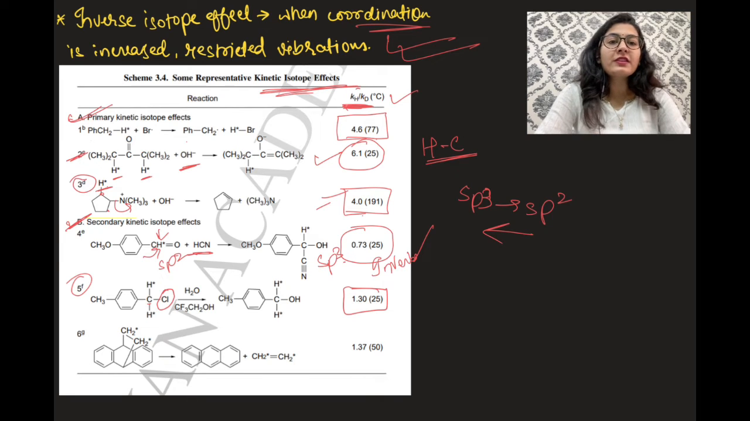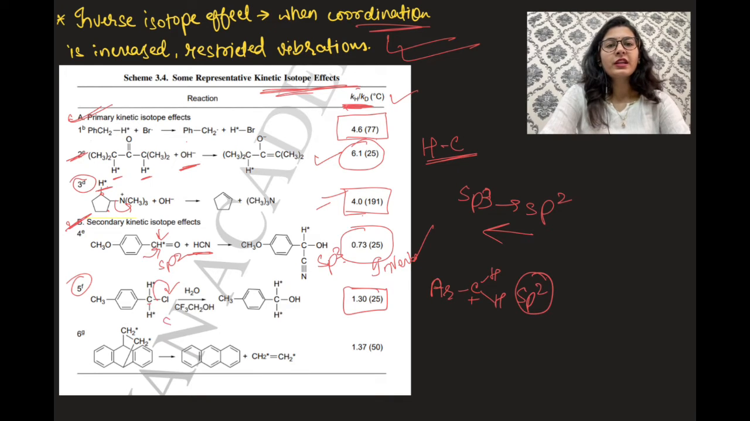Right. So if it is a normal kinetic isotope effect, that means, for example, if we remove the Cl from here, what are you going to get? You are going to get this benzene, or let's write Ar, and then you get this carbon with 2 hydrogens. It is very relaxed now. Why is it relaxed? Because from sp3 it has become sp2.